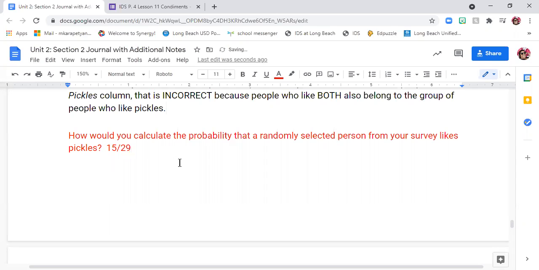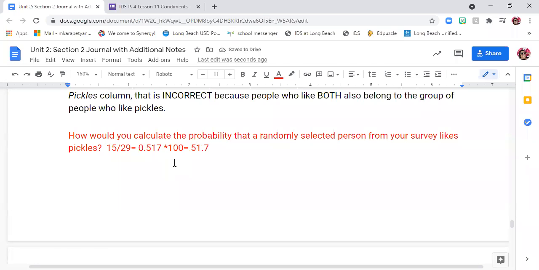Now this one we do actually have to do ourselves because we don't have this. So 15 divided by 29, what is it? 0.517. Sorry, okay. Which in percent, to turn that into percent, we do times 100, which is 51.7. So more than half of the people like pickles, right?